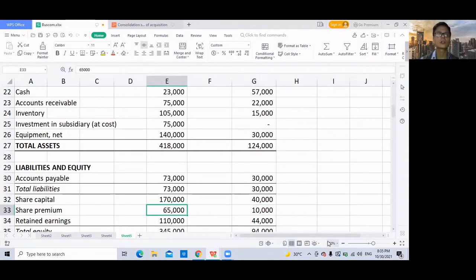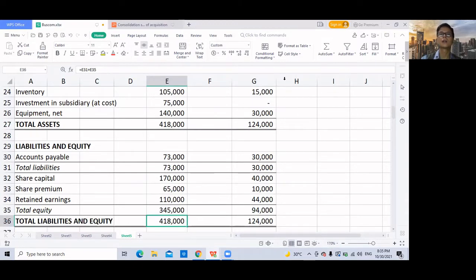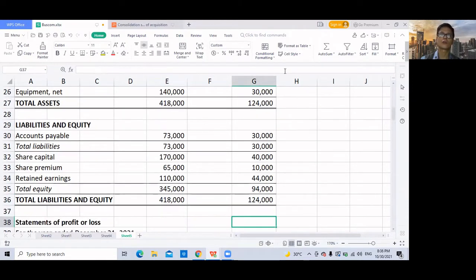And then we have retained earnings for JFC, we have 110,000 versus yung kay CK of 44,000. So for a total equity of 345,000 for JFC and 94,000 kay CK. So in total liabilities and equity, you just add the liabilities and equity of the constituent accounts, yung kay JFC, that's 73,000 plus 345,000, we have 418,000, which is similar to yung sa assets na 418,000. While kay CK, we have 124,000.